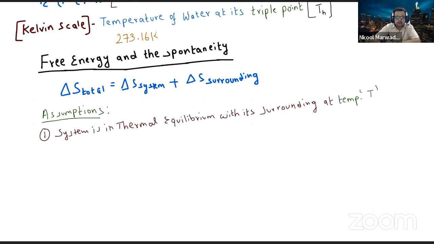Second assumption. And why is it an assumption? Because in the real world, achieving proper thermal equilibrium is not easy. So we are assuming that we have a system which is in thermal equilibrium.